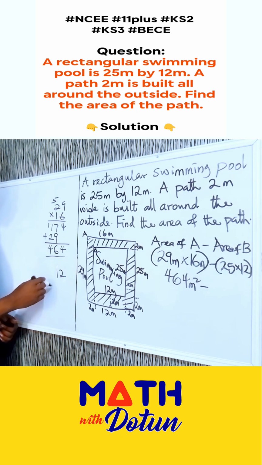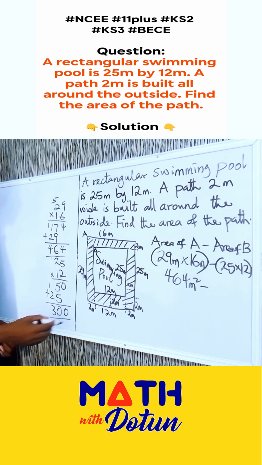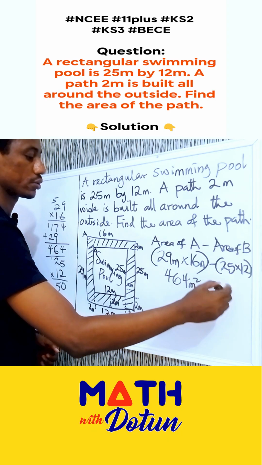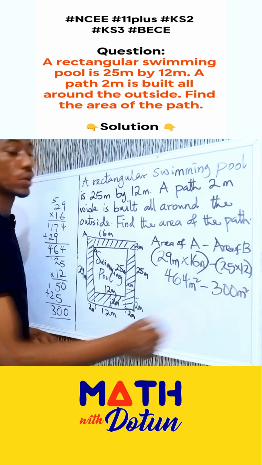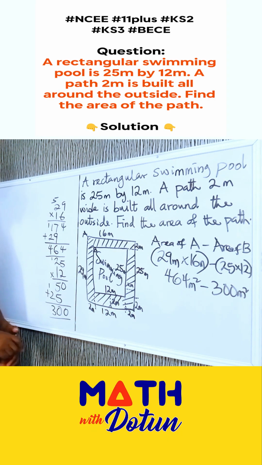And then we have the area of B. We'll do 25 times 12. 2 times 5 is 10, write 0 carry 1. 2 times 2 is 4, plus 1 is 5. Then 1 times 5 is 5 and 1 times 2 is 2. So we have 300 meters squared. So the area of the swimming pool is 300 meters squared.